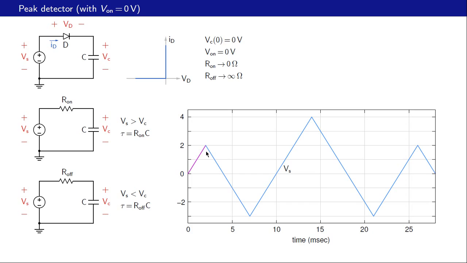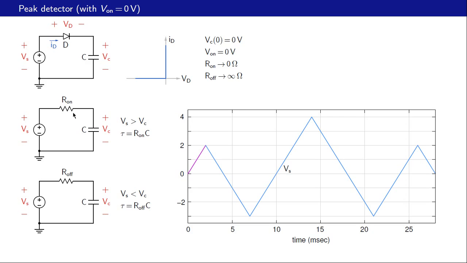Beyond this point, what happens? Now the capacitor voltage has reached 2 volts, and the input voltage has started dropping. So the N end of the diode is at 2 volts, and the P end is now going below 2 volts. As a result, the diode is now under reverse bias, and we are operating somewhere in this region. So the current is 0.